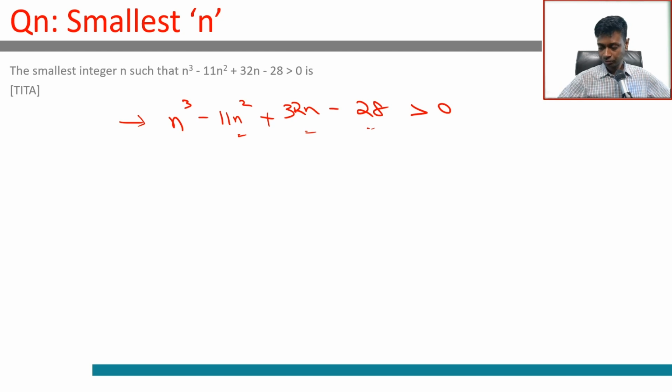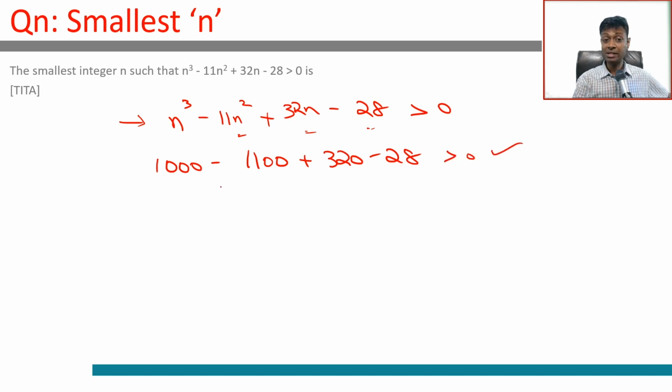We can sense that. And there are multiple ways of doing this. One would be to just plonk in a value of n and then go from there. My favorite is probably n equal to 10, which is 1000 minus 1100 plus 320 minus 28. So this works. Now maybe 9 will work, maybe 8 will work. I would like to skip to 8 and then come back and check 9. If 8 works, then I can go lower.